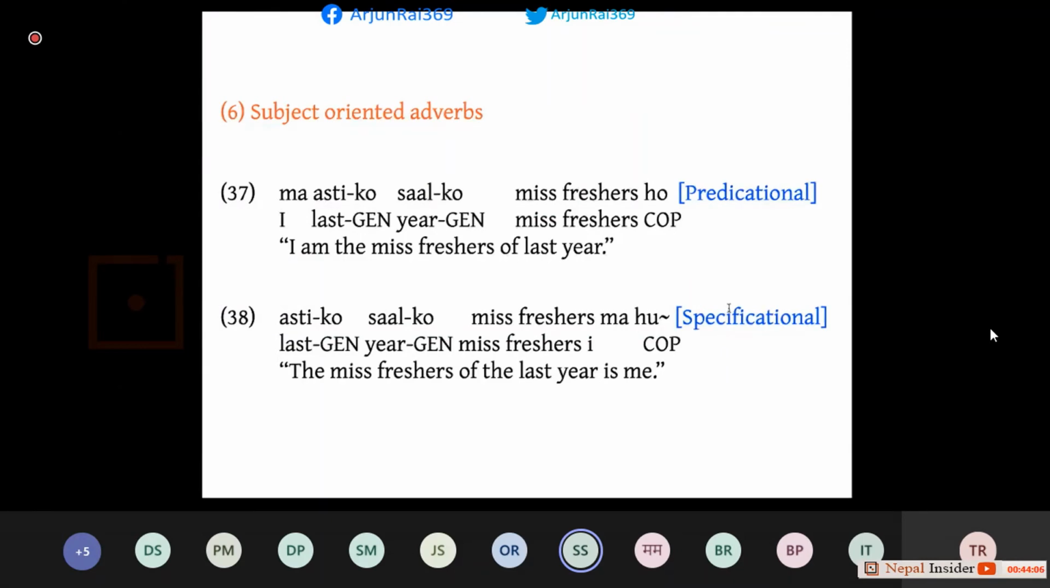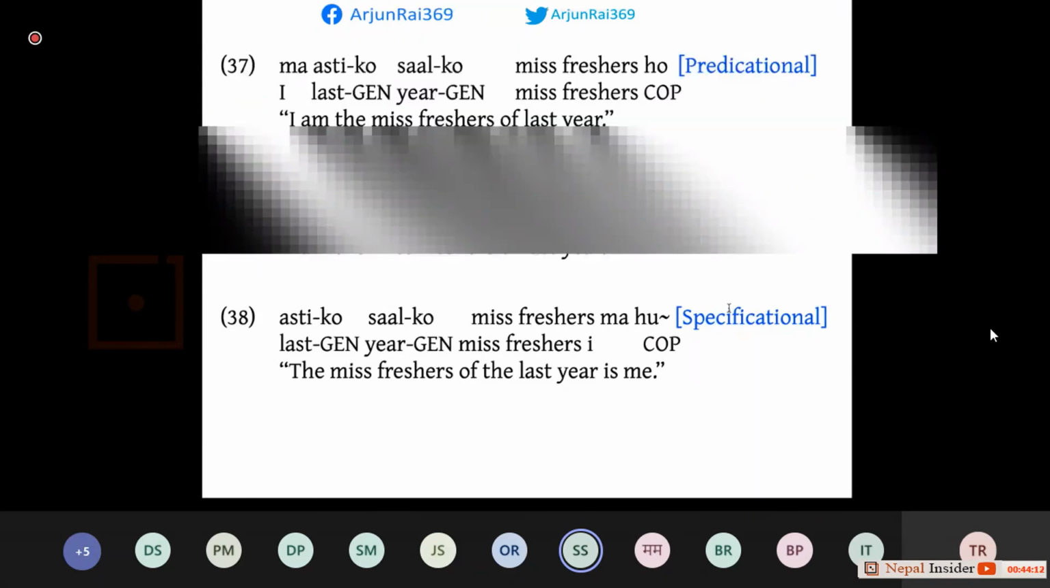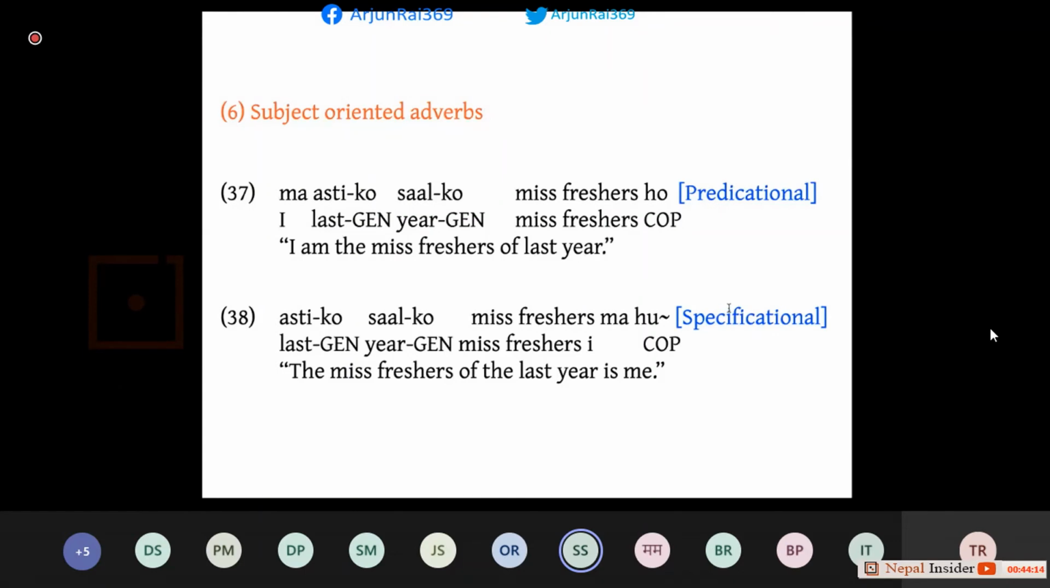Mo astiko salko 20 freshers ho. This is fine. And similarly, in specificational, astiko salko 20 freshers mo ho. So as we said, this predicational expression will have different agreement patterns. It has clearly been reflected over here.